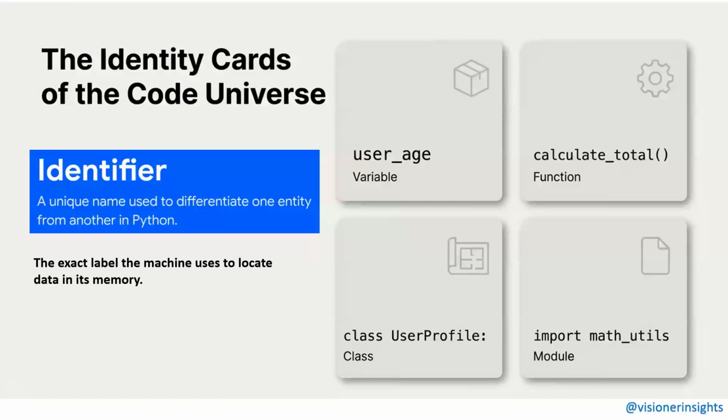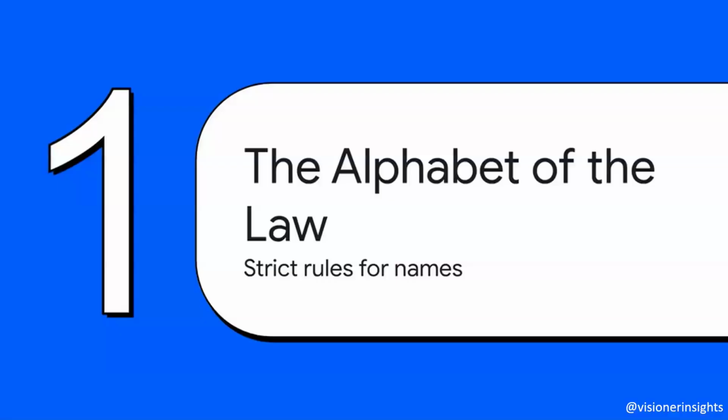So our first clue is figuring out what an identifier even is. And honestly, it's simple. It's the name of anything you create in your code. Whether it's a variable, a function, a class, whatever, its name is its ID card. It's the one and only label the machine uses to find that specific thing in its massive memory. No ID card, no access. Simple as that. Now, to get a valid ID card in the Python universe, you've got to follow the law.